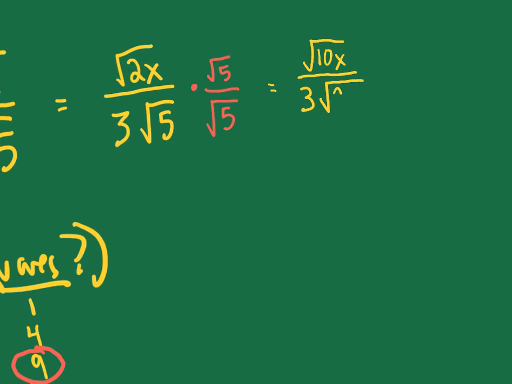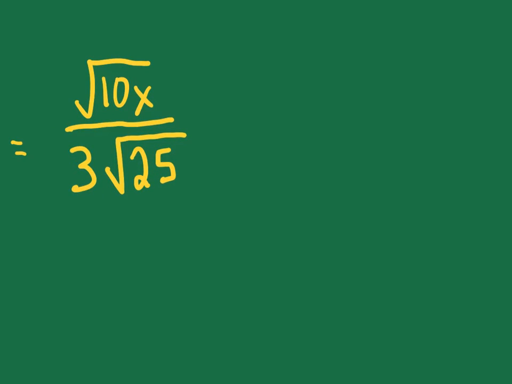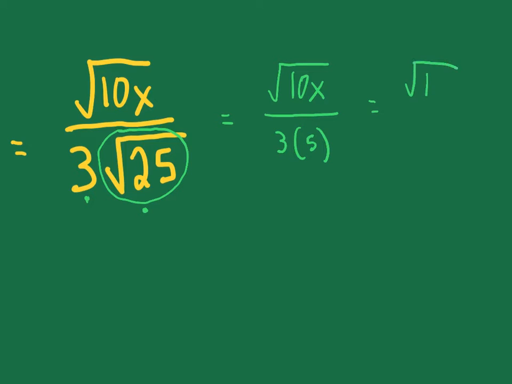But the square root of 5 and the square root of 5 is the square root of 25. And then hopefully you guys know the square root of 25 is the same as 5. So instead of 3 times the square root of 5, it's really 3 times 5. So square root of 10x on top, and then on bottom, 3 times 5, 15 on bottom. And even though we've got 10 and 15, which have a common factor of 5, on top it's a radical, so we're not going to simplify with something that's not a radical.